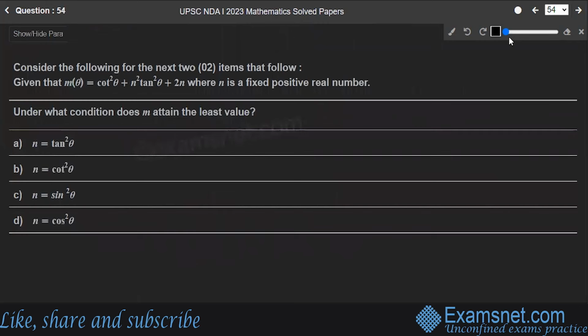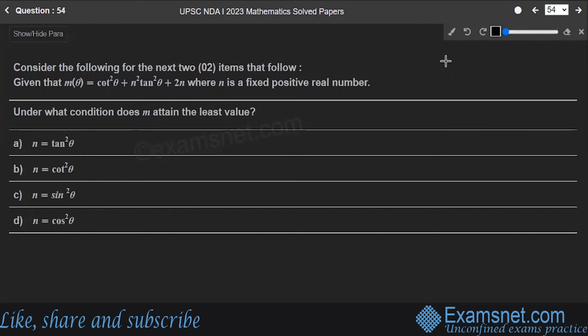So the same statement is there. Now it's asking under what condition m contains the least value. So you have to find out what the condition is. See, I have two things over here: n is there and theta is there. And in all of these options, there is a relationship between n and theta. Out of these four options, which condition will satisfy for m to have the least value?